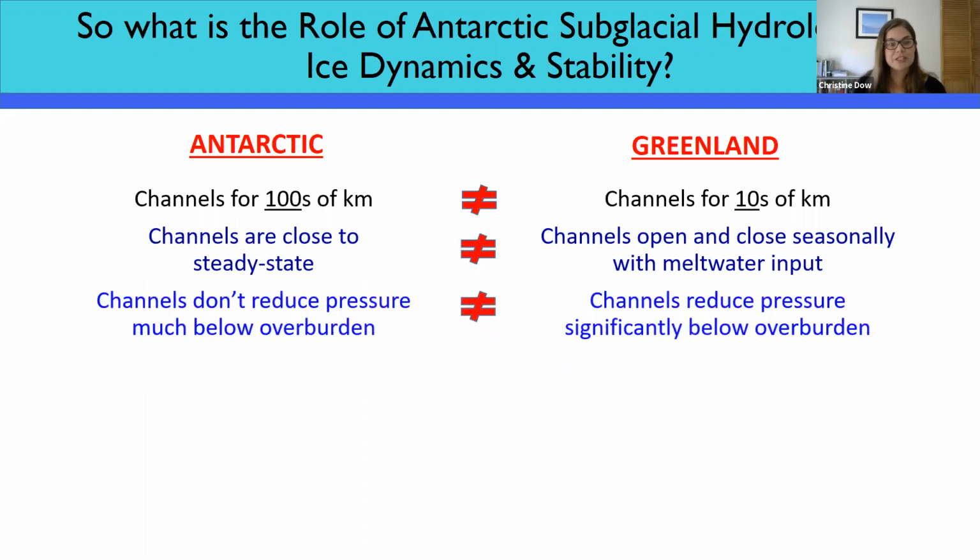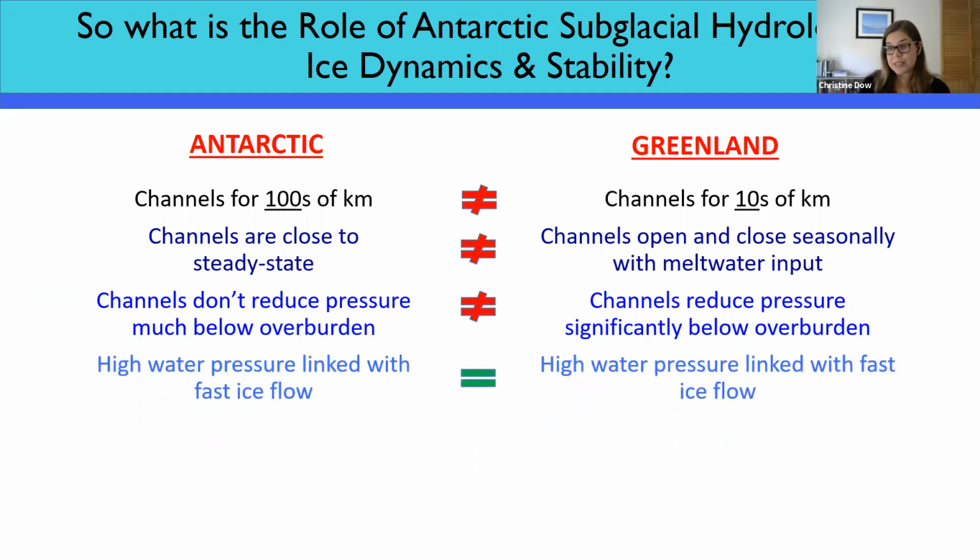So I've already mentioned this for the Antarctic. Channels don't reduce the pressure much below overburden in the Antarctic, but in Greenland, the channels are really important for ice dynamics. They're really, really key for reducing the water pressure in glaciated basins below overburden, and so have a direct impact on ice dynamics, whereas the channels in the Antarctic don't seem to have that kind of impact.